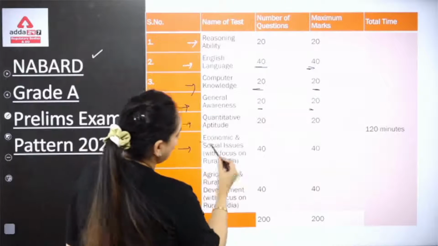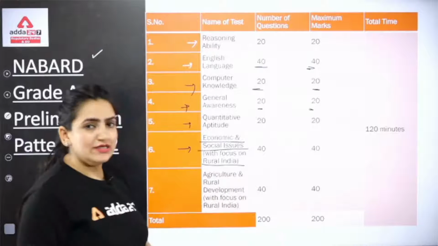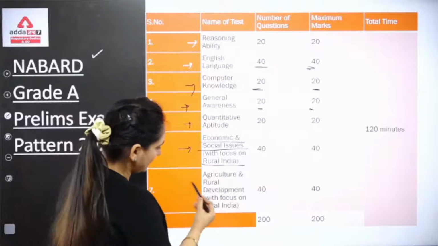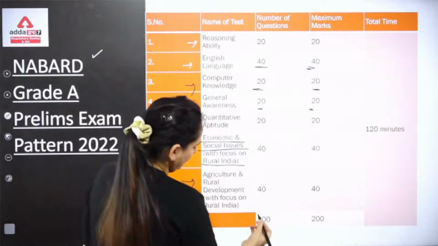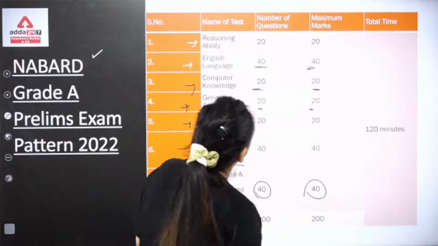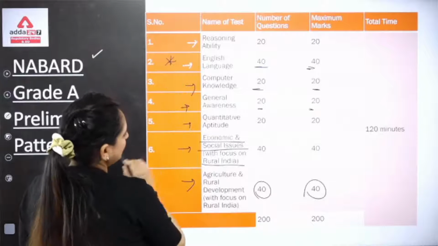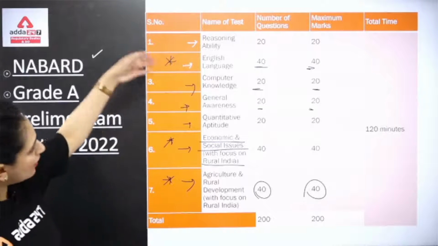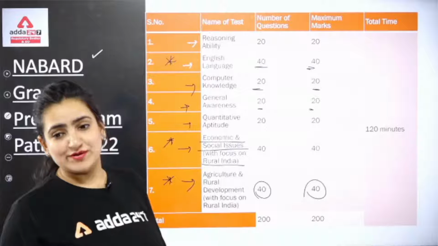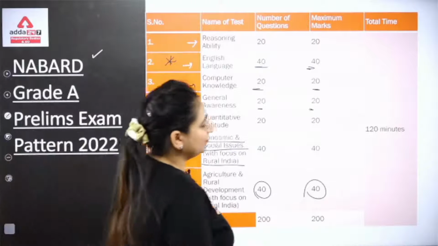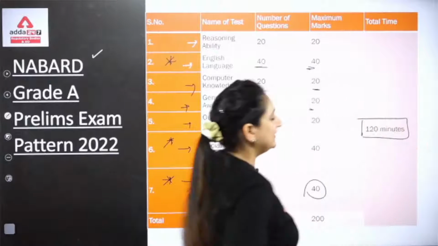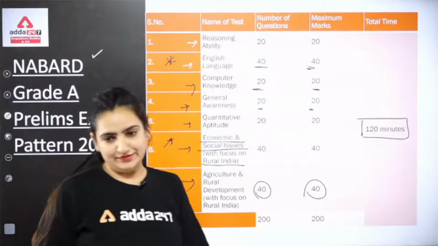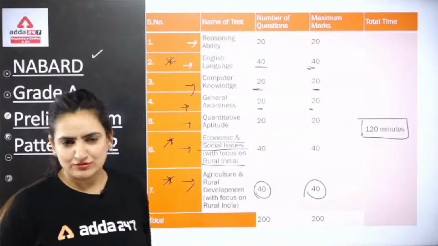And then the economic and social issues with the focus on rural India, again 40 questions, 40 marks. Then the agriculture and rural development with the focus on rural India, again 40 with 40. So you can see English, economic and social issues, and agriculture and rural development are all playing a very vital role with 40 questions, 40 marks. The total time for the examination would be 120 minutes, which is 2 hours, and the total marks would be 200. I suppose this is very clear if we talk about the prelims.